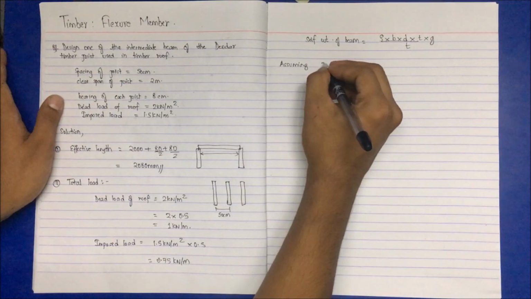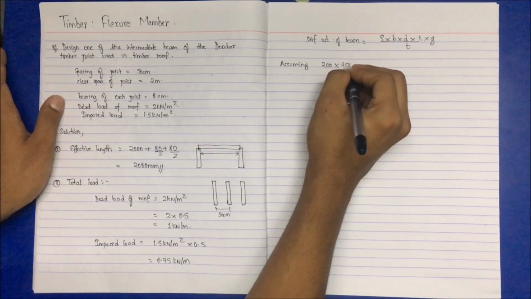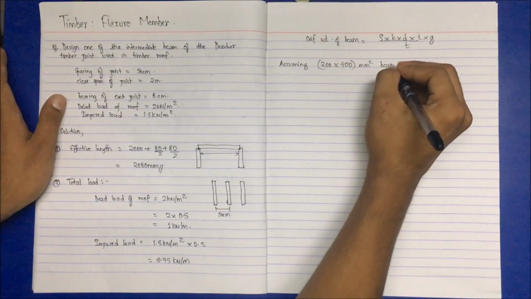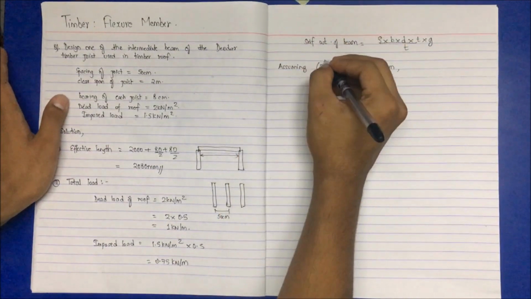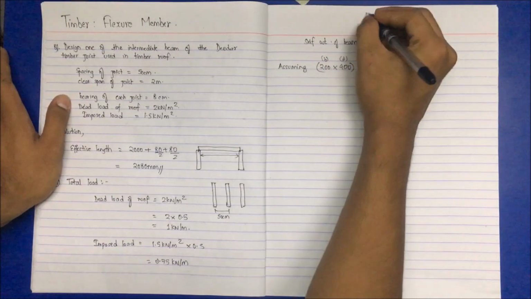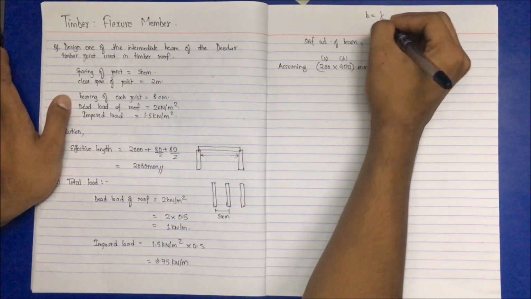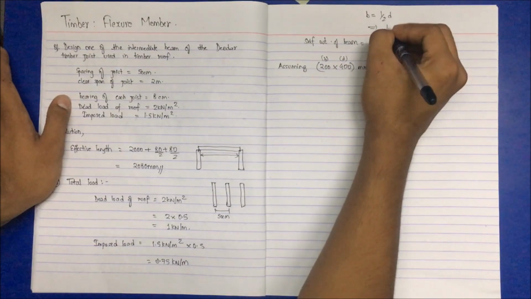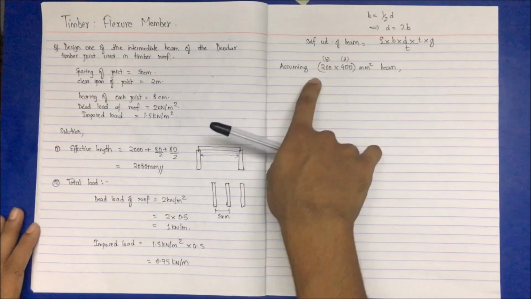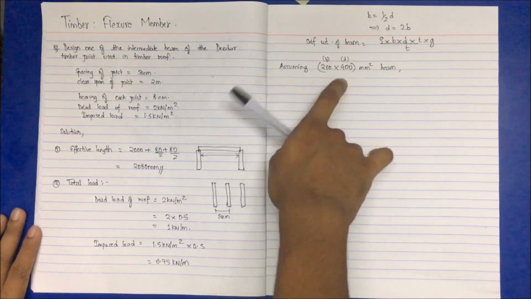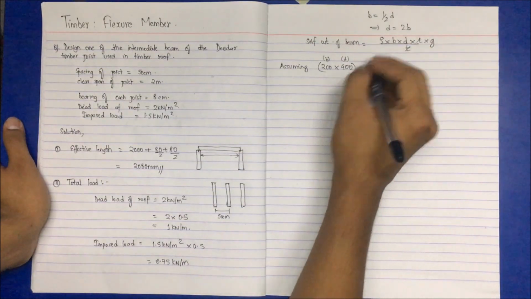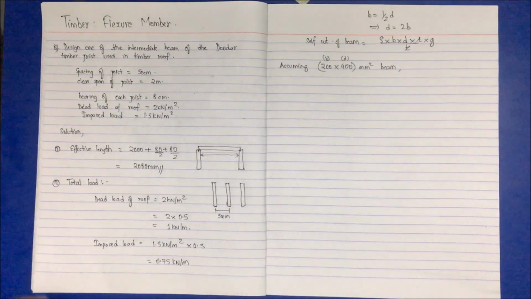Assuming a 200 by 400 mm beam, this is the breadth, this is the depth. The ratio of these two is B equal to D by 2, that is depth is twice the breadth. So this is the assumption we make during selection of the section. 200 into 400. Now the length will be cancelled out, so for rho you can see in the table.